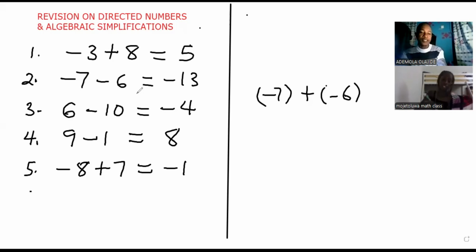Let's be ready. What should this one give you? You have 0, meaning that you don't have anything, and you are owing me $15. So what would be the result? We will still be owing -15. Very good.